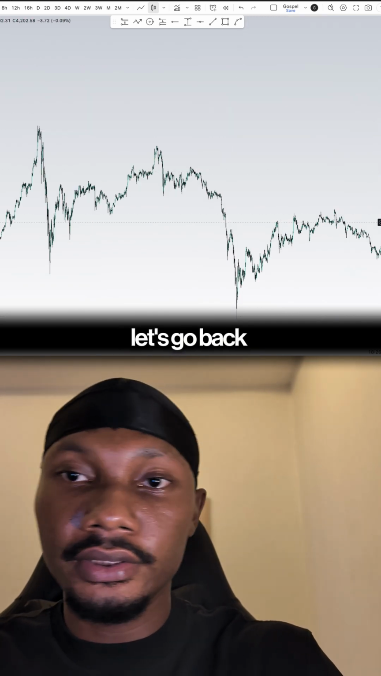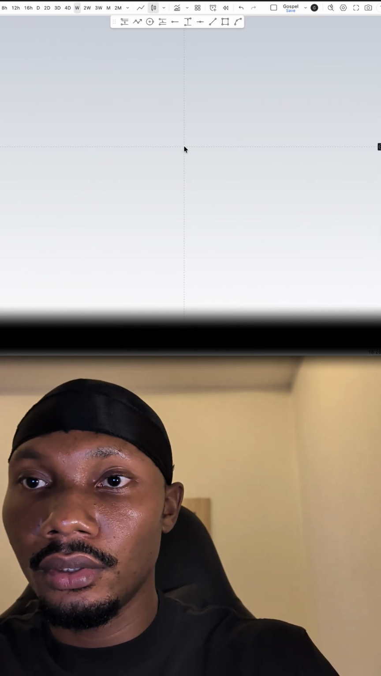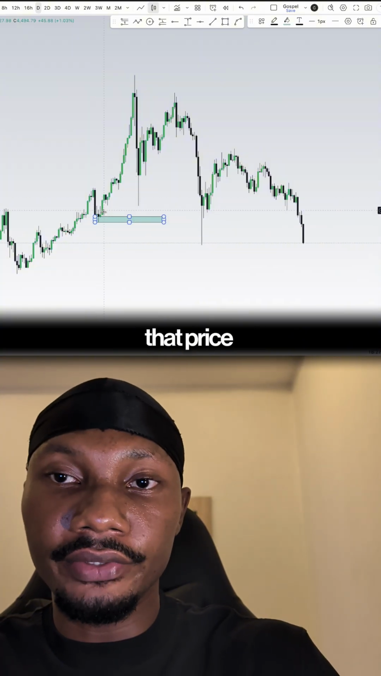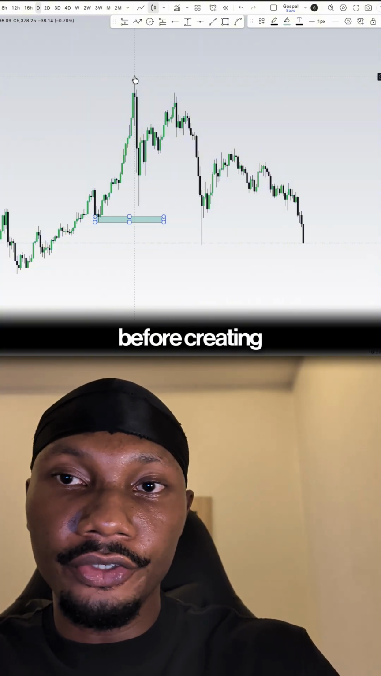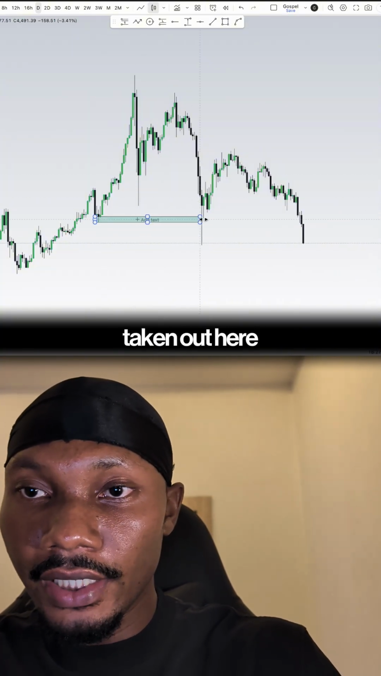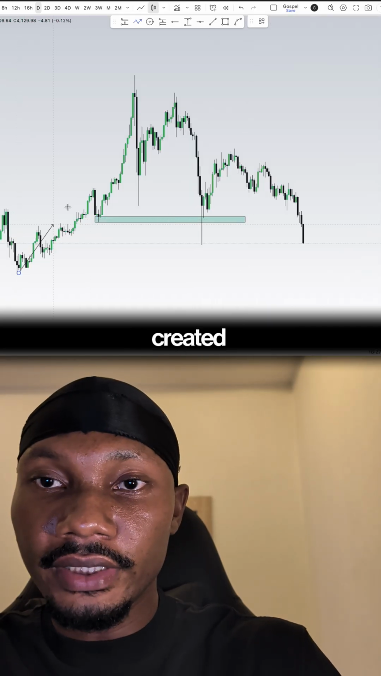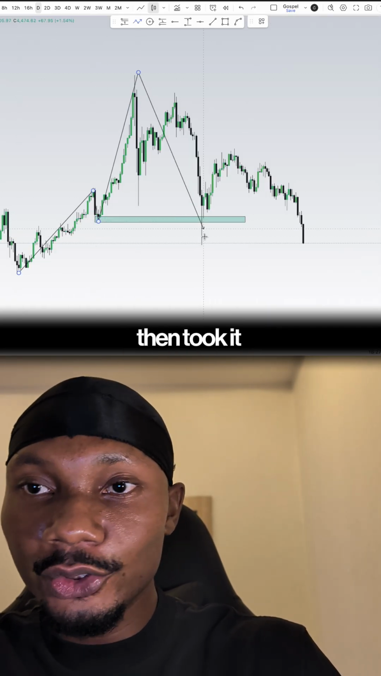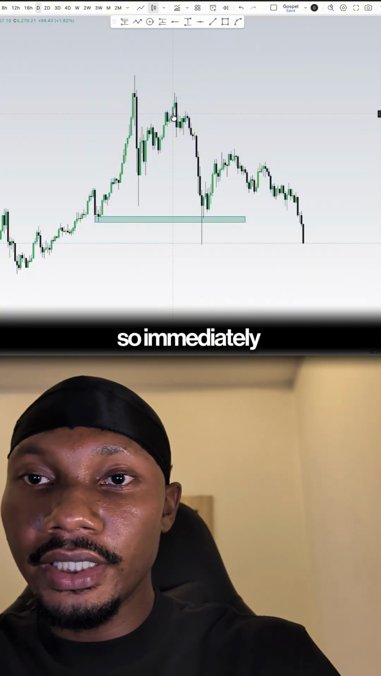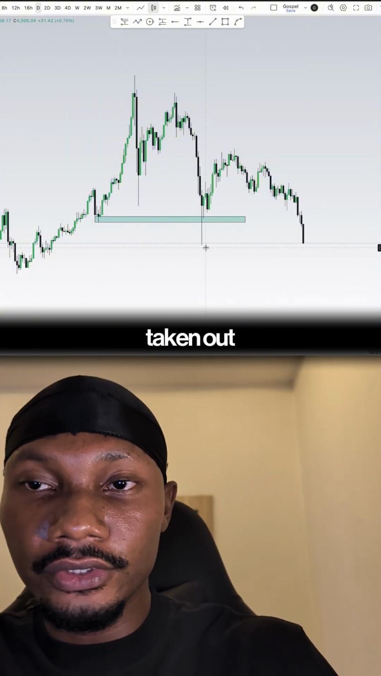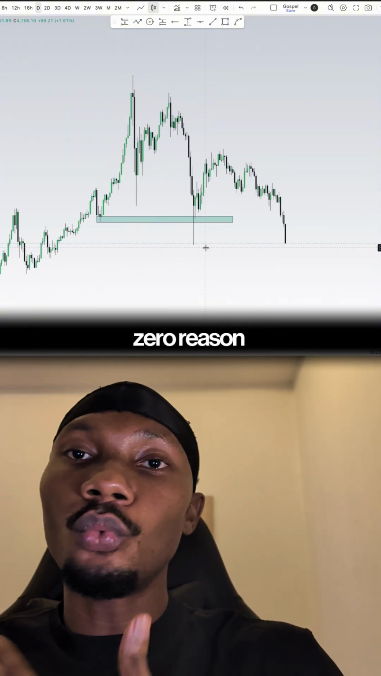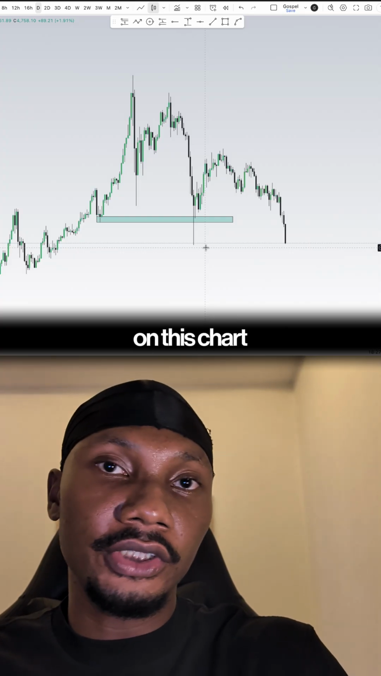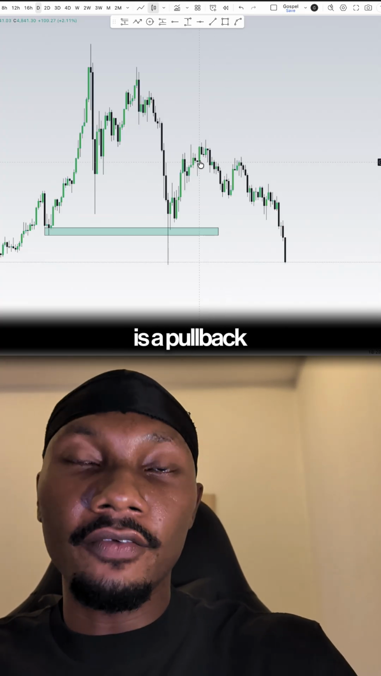Let's go back to the higher time frame. This was our most recent low that price created before creating a new high. This low was taken out here. So price created a high, created a low, created a higher high, then took it out here. So immediately this low has been taken out, you have zero reason to still be looking for buys on this chart. All you should be looking out for is a pullback for further sells.